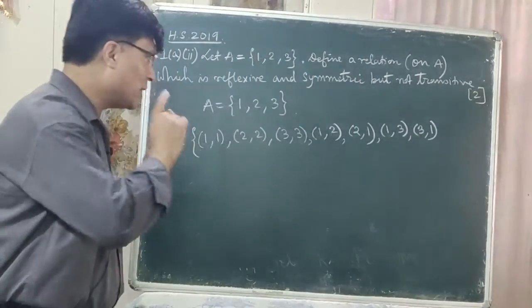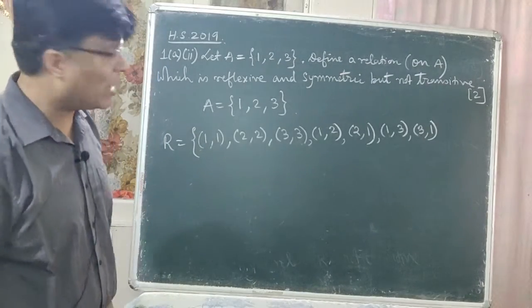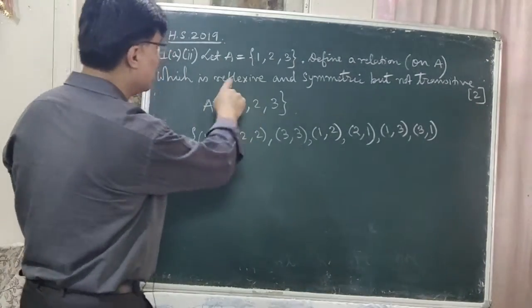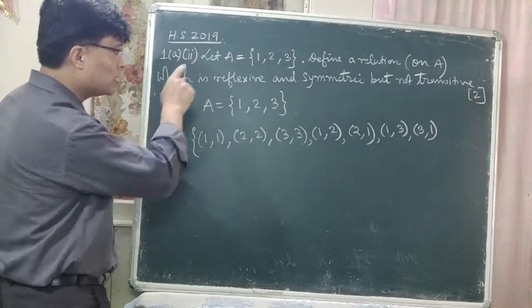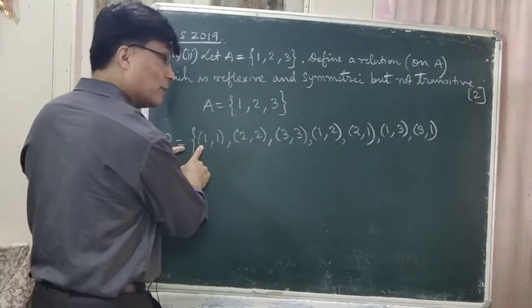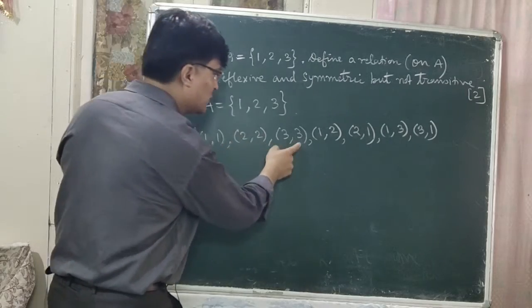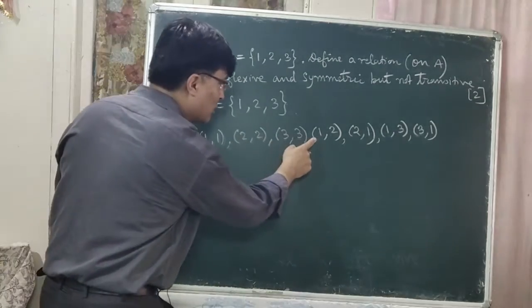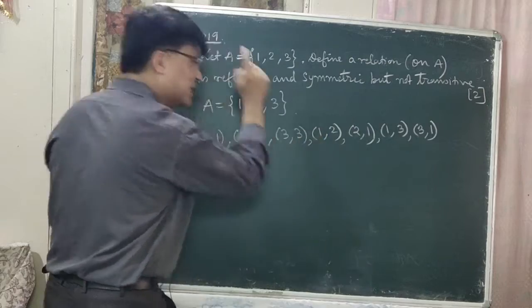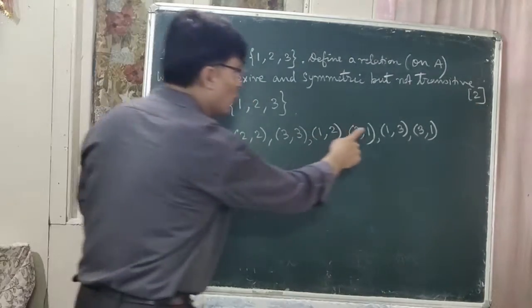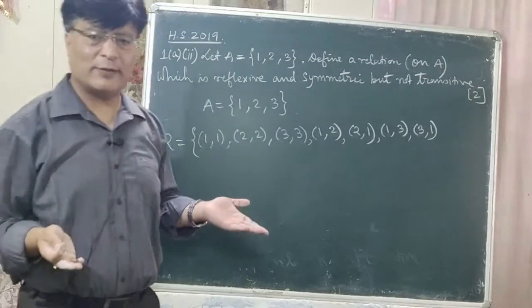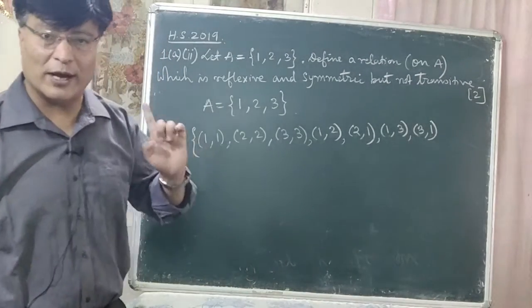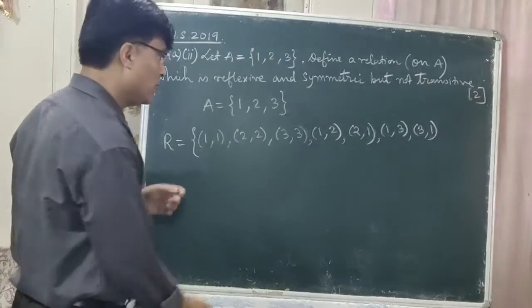Okay, so now let us check for transitivity. First, is it reflexive or not? 1 comma 1, 2 comma 2, 3 comma 3 is there, so it is reflexive. Is it symmetric? 1 comma 1 is there, 2 comma 2 is there, 3 comma 3 is there, 1 comma 2 is there, 2 comma 1 is also here, so it is symmetric. 1 comma 3 is there, 3 comma 1 is also there, so it is reflexive and symmetric. Now, let us check transitivity.